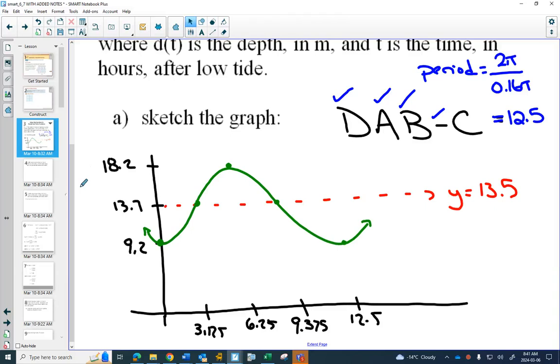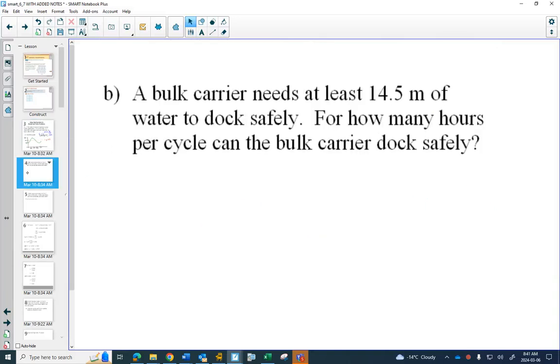Now part B to this question, and I'll just read it first and then I'll come back to the graph. Part B says that a bulk carrier, which is like a large ship, needs at least 14.5 meters of water in order to come into the dock safely. So when the tides go out, it can't come in because it'll hit the bottom of the ocean or whatever of the bay. For how many hours per cycle can it come in and be safe?